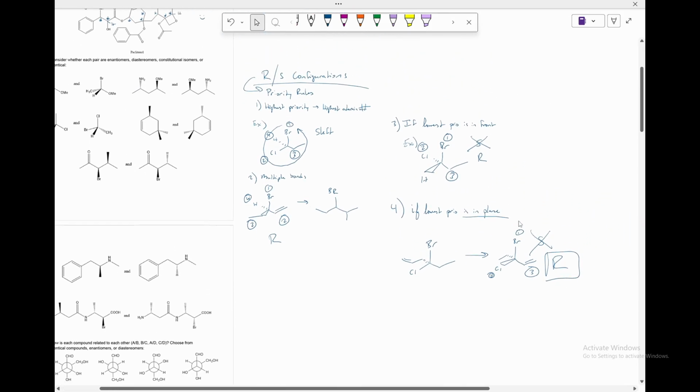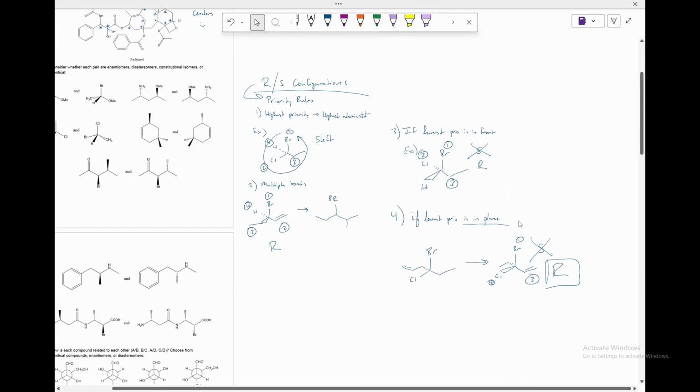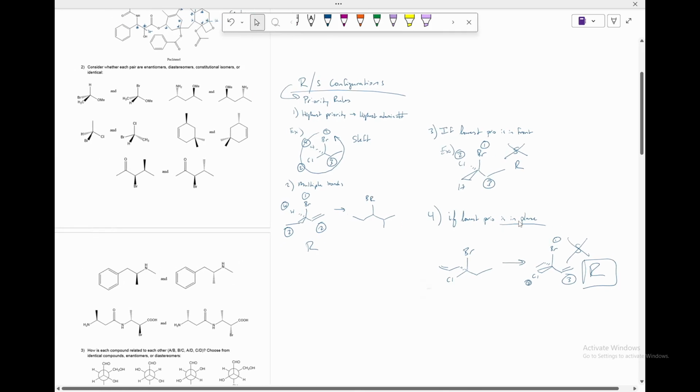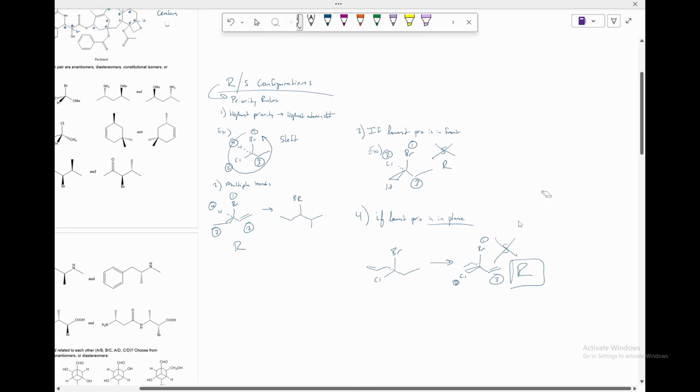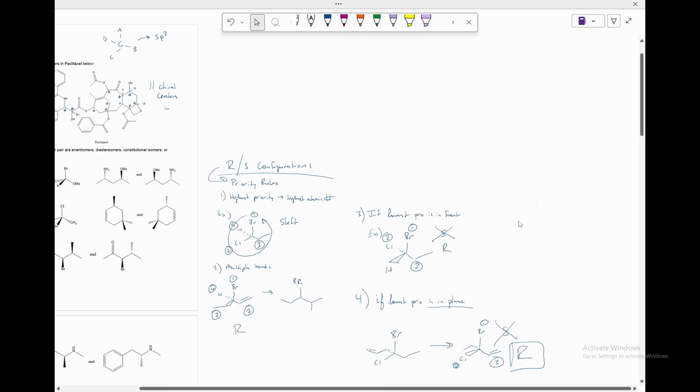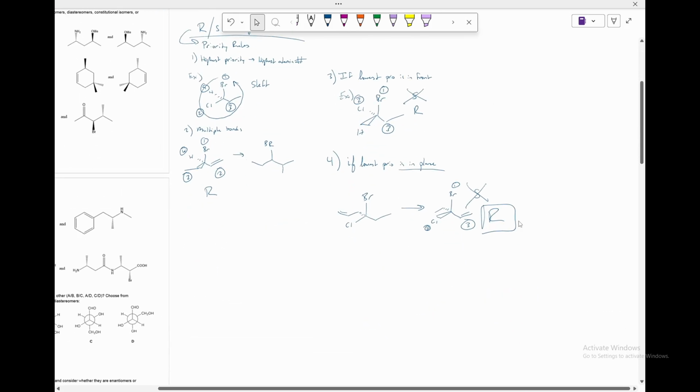So this is just a little overview for R and S. Please use it. Please, please, please use it. If you are unable to rotate or manipulate the molecule in any way to determine the stereoisomerism, please use R and S. I beg. Okay. So that's R and S for you.